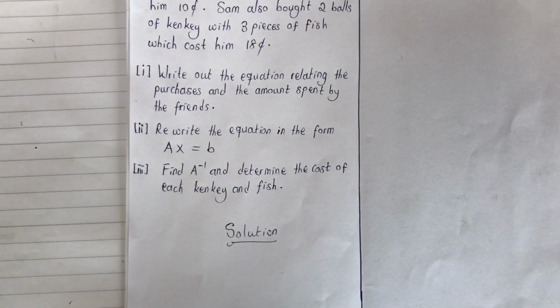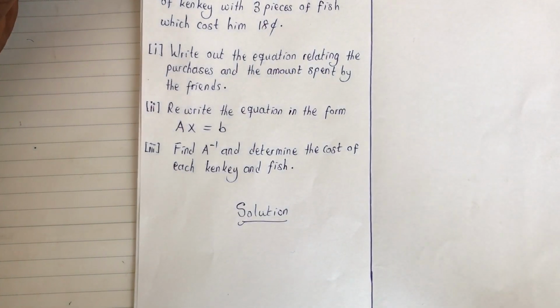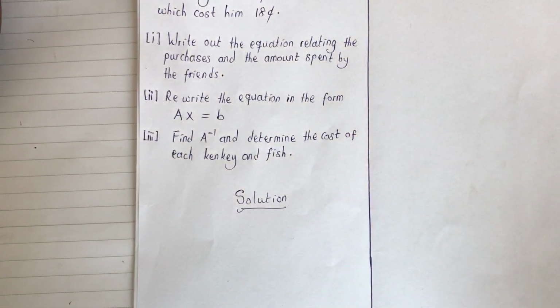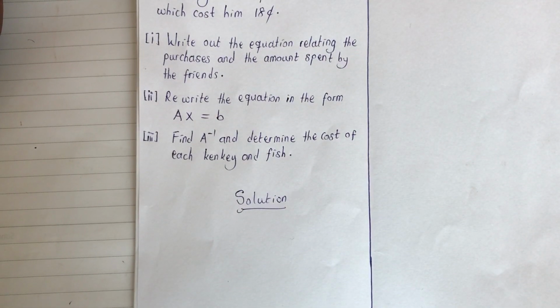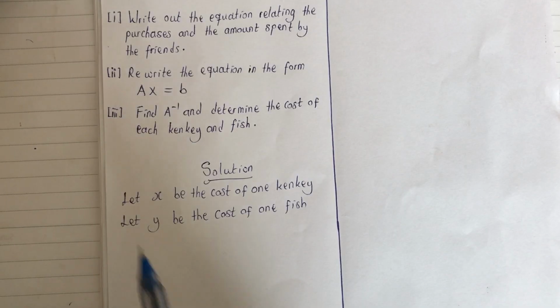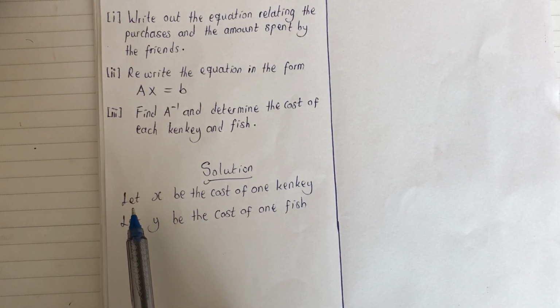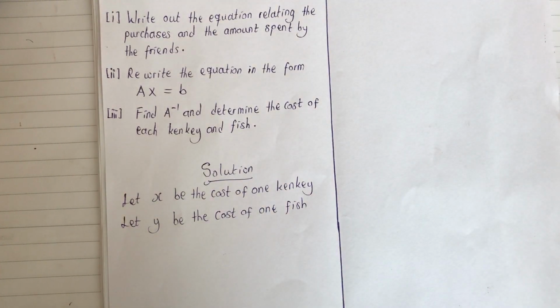So the first thing we need to do is to write down the equation relating the question. Let X be the cost of 1 kinky and let Y be the cost of 1 fish. If you are able to get the cost of 1 fish and 1 kinky, it will be easier to find the total cost of kinky and fishes that were bought. So let's see what we can do next.